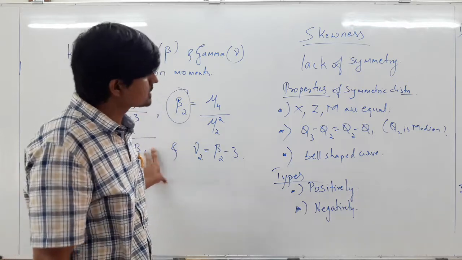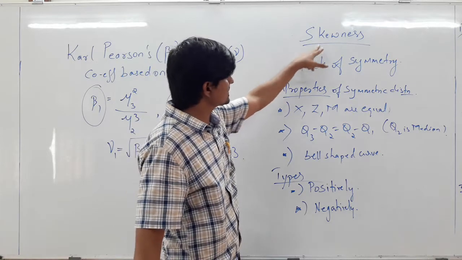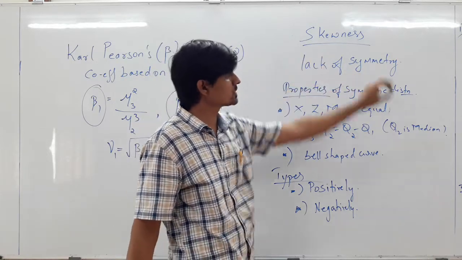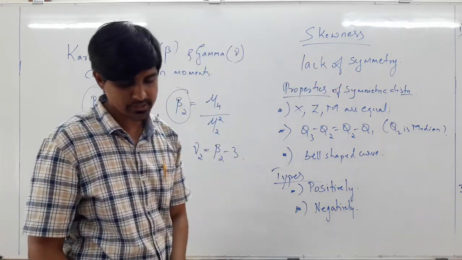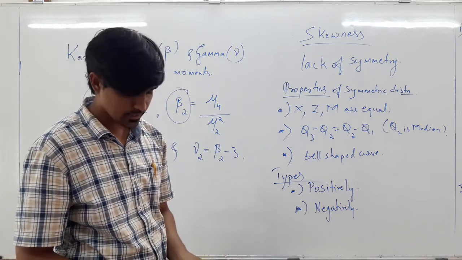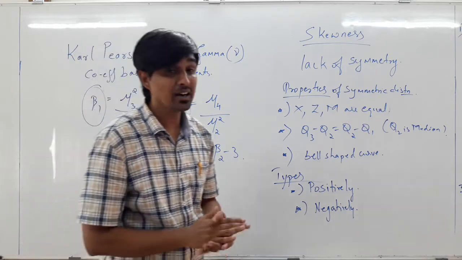Okay, remember these formulas. Next topic is skewness. What is the meaning of skewness? Lack of symmetry, or in other words, we can say it is asymmetry.